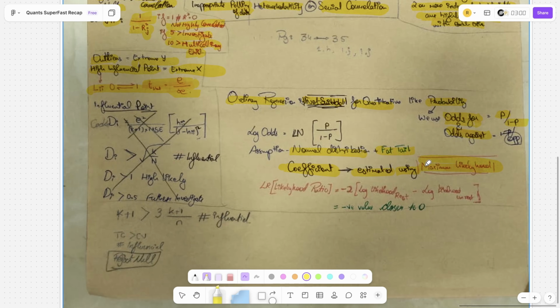This maximum likelihood comes from here. The likelihood ratio is equal to negative 2 times the log likelihood of the restricted model minus the log likelihood of the unrestricted model, and this usually is a negative value which is closer to 0. You have to keep these three things in mind.